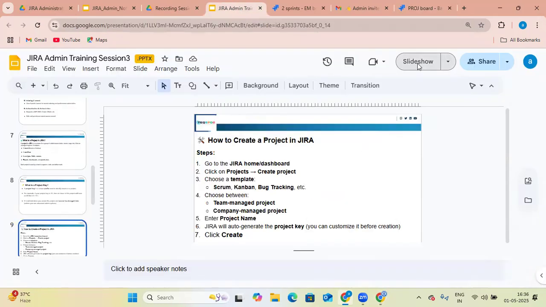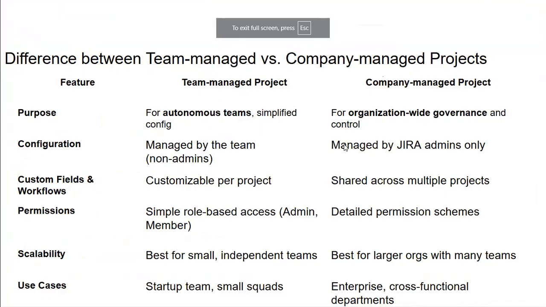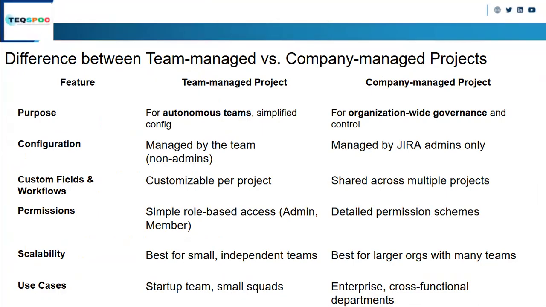So, we have seen how to create the project. We have seen what is team managed and company managed project. Team managed is basically used for a small scale project. A small team will use it, and a small organization. Company managed project is used for a wide organization and large team members.